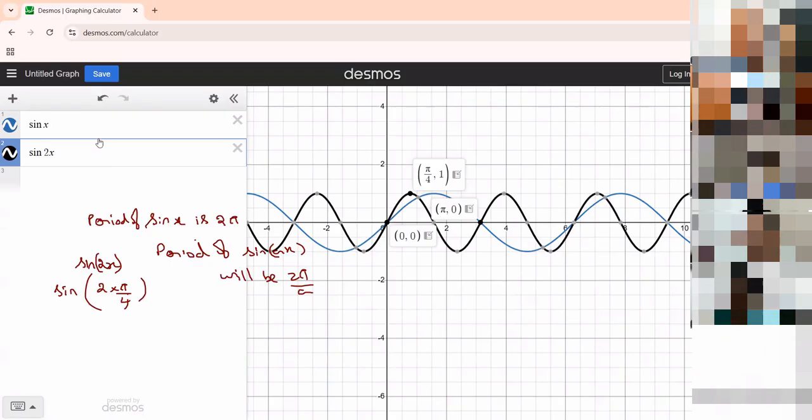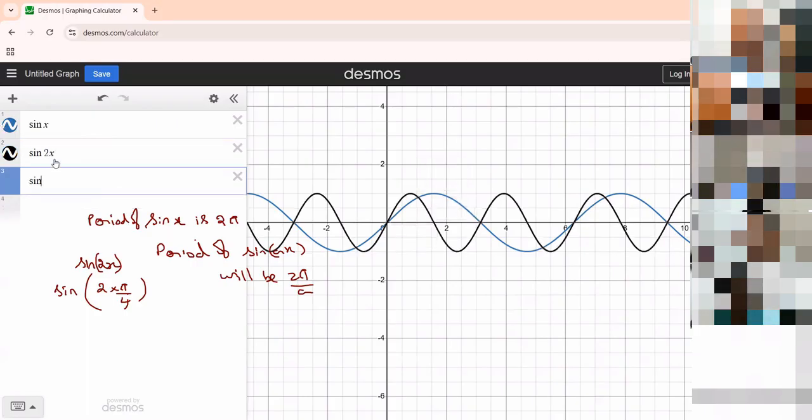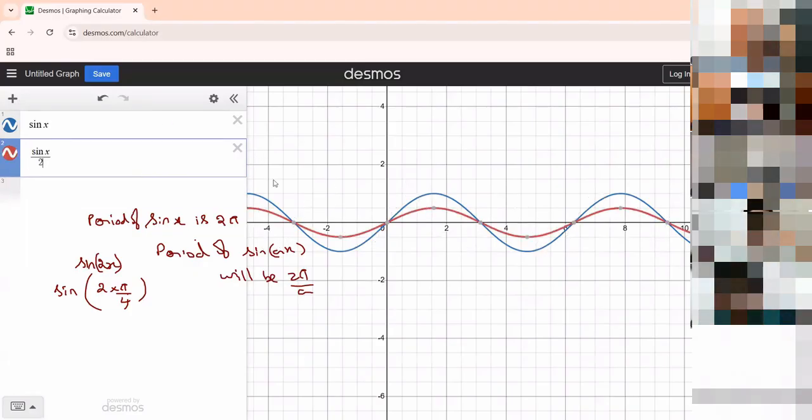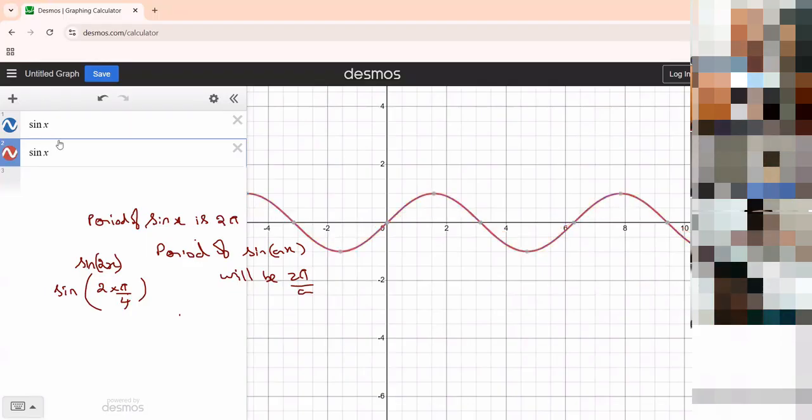Understood, right? But on the contrary, if I'm doing sin x by 2, what will happen? Yes, the period will get doubled. The graph will basically be flattened out, meaning the curvature is getting reduced. I think your sin x has been divided by 2, and it's not sin of x by 2. Sorry. Here I wanted to write sin x by 2 and it understood it wrongly.